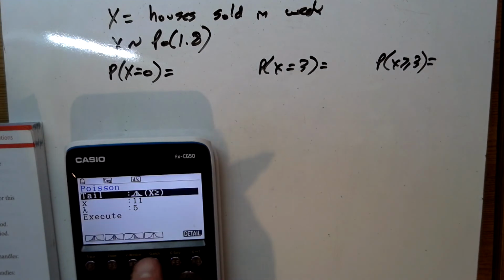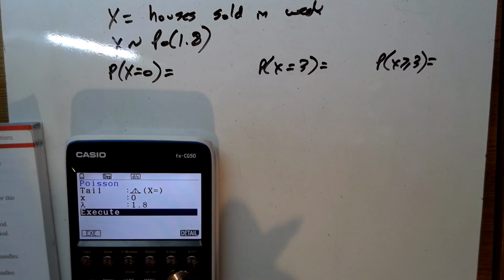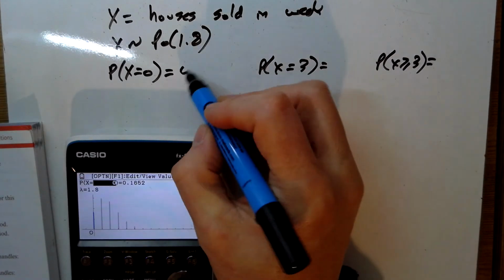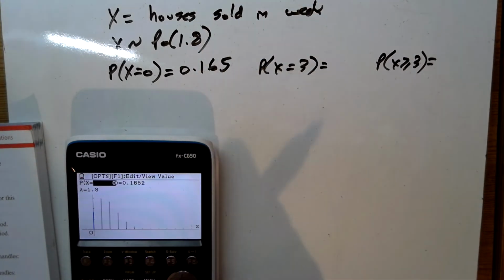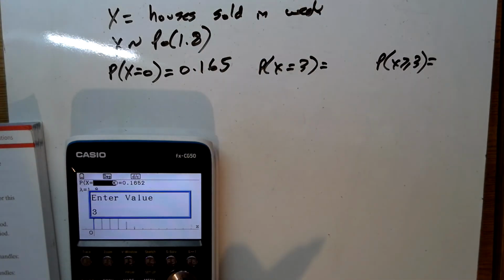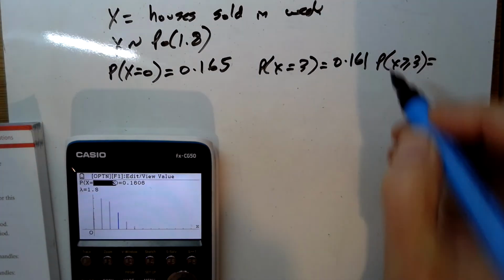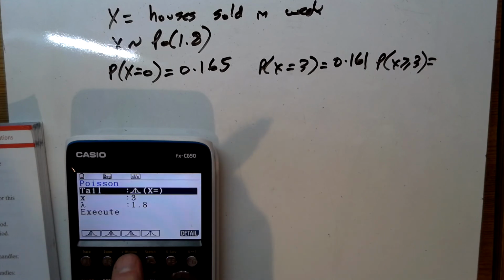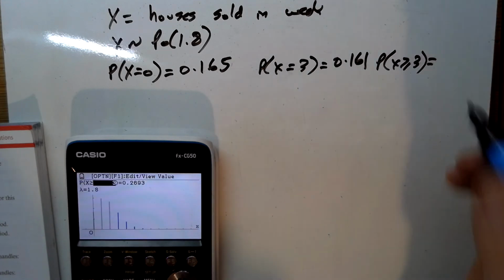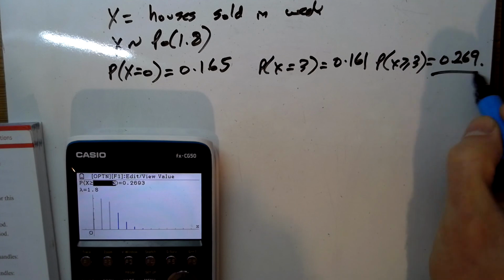So exactly, and I want exactly 0 with a mean of 1.8. So that is 0.165. We also want that to be a 3, and so that's just 0.161. And the one for greater than or equal to 3 is 0.269. And this one's interesting.